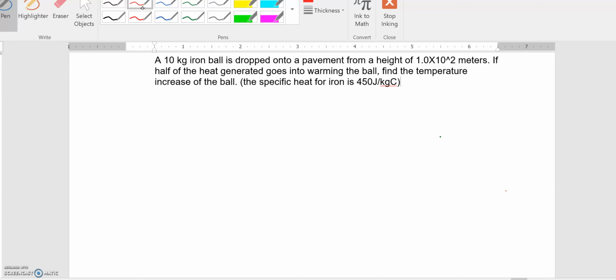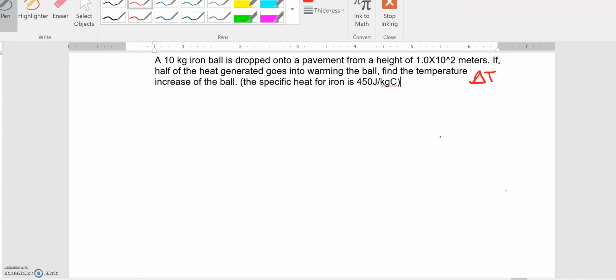Okay, on this problem, we have a 10 kilogram iron ball. It's going to be dropped onto a pavement from a height of 1.0 times 10 to the second meters. If half of the heat generated goes into warming the ball, find the temperature increase of the ball. So we are looking ultimately for change in temperature.